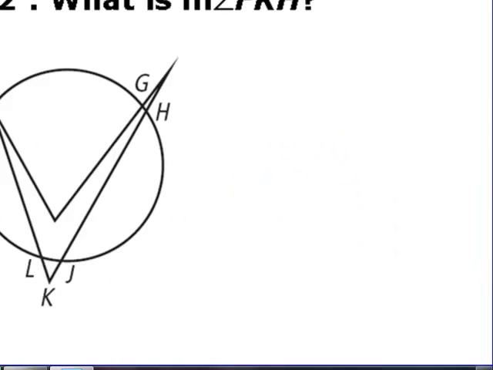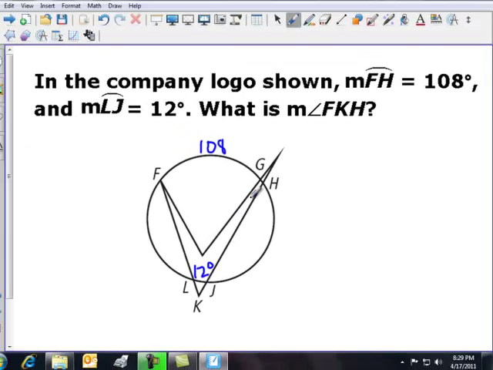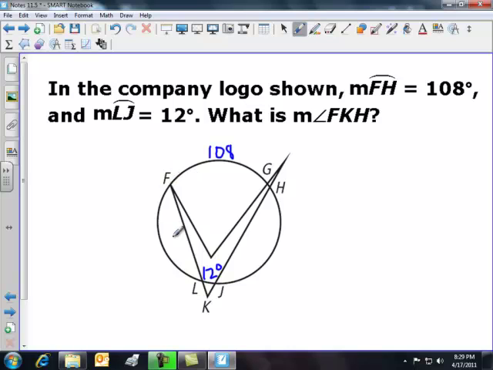So let's apply this. This will actually be the last slide, and then we'll call it a night. In the company logo shown, the measure of arc FH is equal to 108 degrees. So I'm going to go ahead and put that in here. The measure of arc LJ, right here, that little arc there, is 12 degrees, we are to find the measure of FKH.